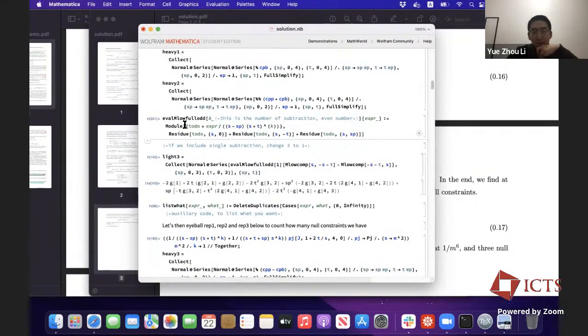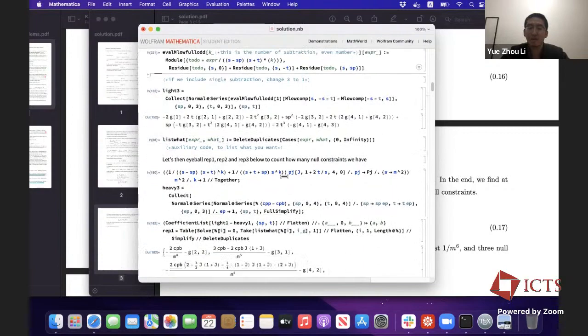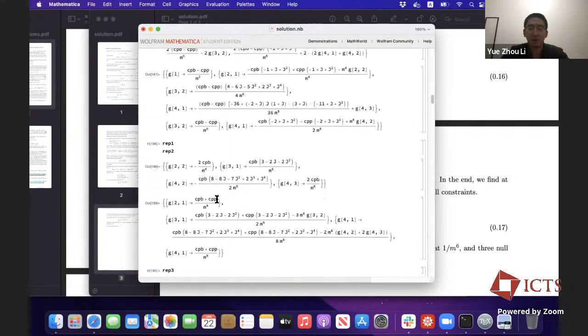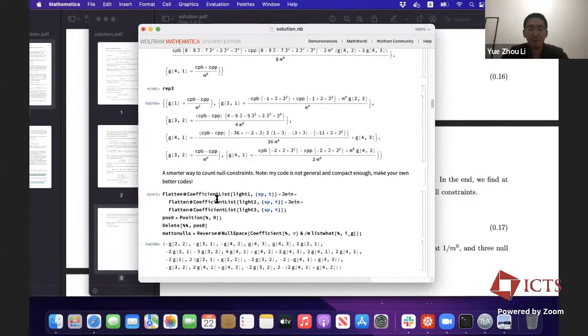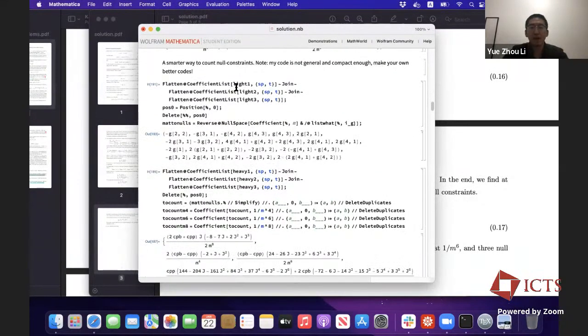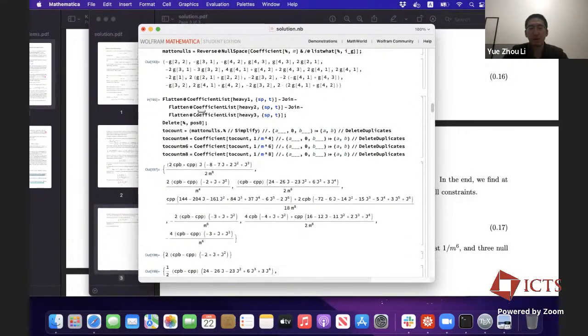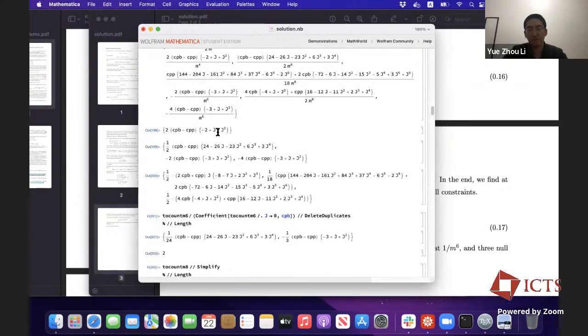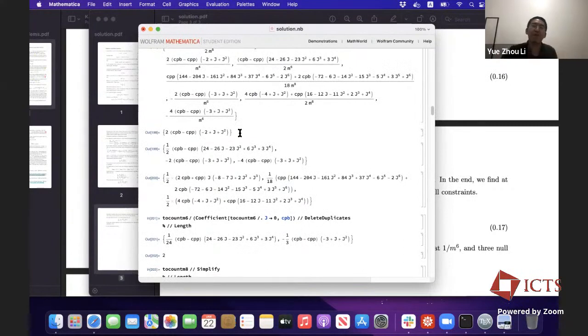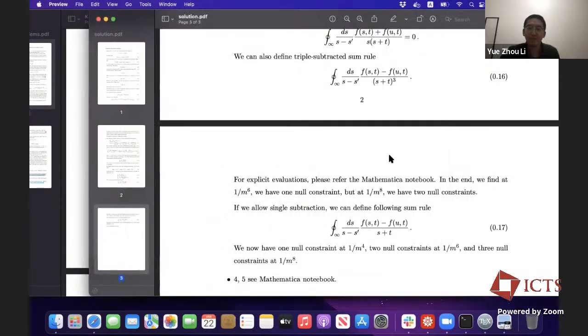So for more details, please just check the Mathematica notebook, and notice this function, EvalMNull for odd, is just the odd-subtracted sum rule. So you can use either k equals one or k equals three to check how many null constraints you will have. Here is just some eyeball work, and you can choose not to do eyeball work but use a more clever way: directly find the null constraints, and you will find these are all of the null constraints you can find. So please just have fun with my Mathematica notebook. I think it's interesting.